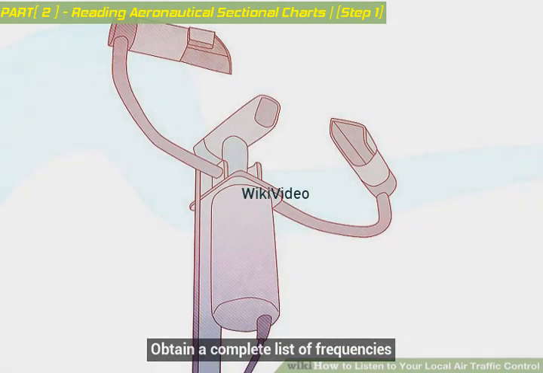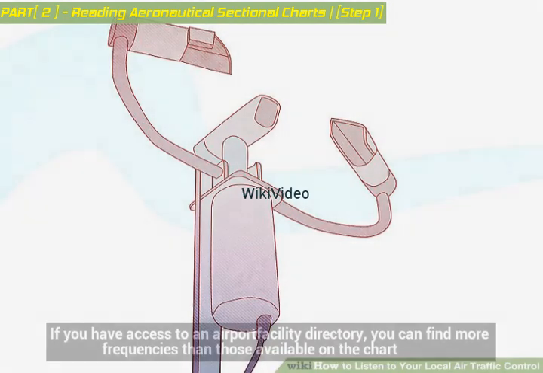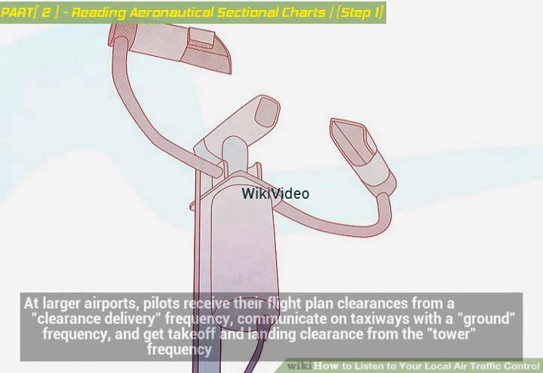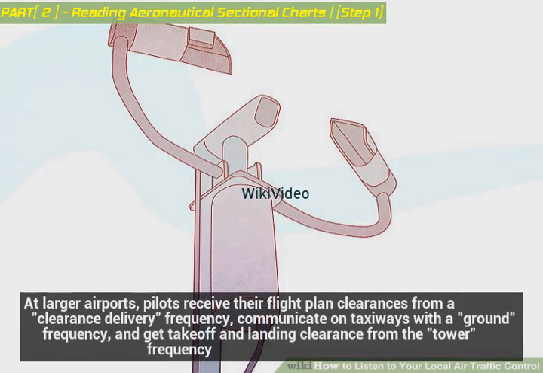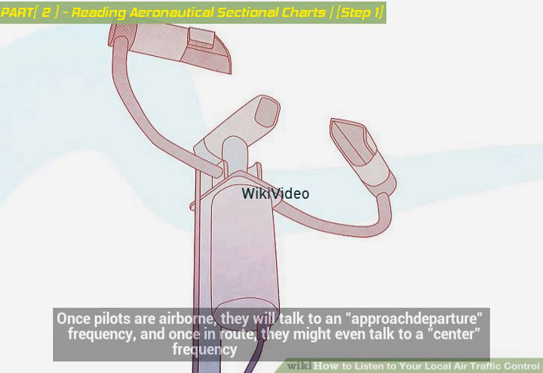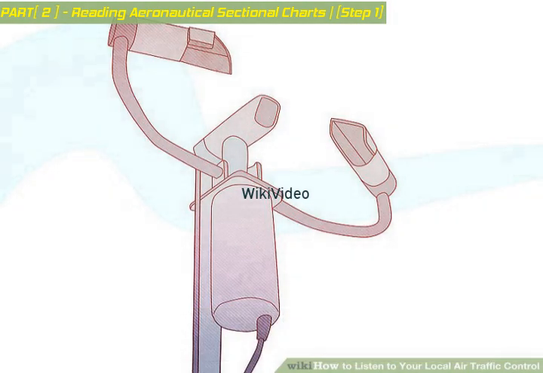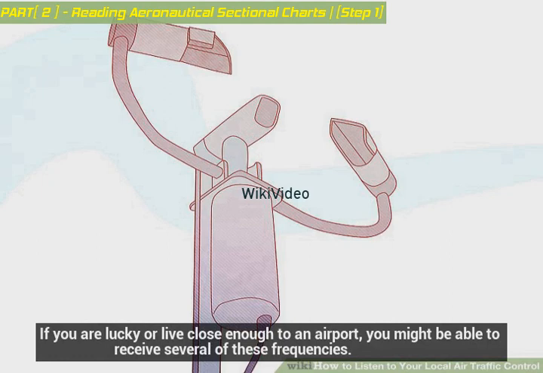Obtain a complete list of frequencies. If you have access to an airport facility directory, you can find more frequencies than those available on the chart. At larger airports, pilots receive their flight plan clearances from a clearance delivery frequency, communicate on taxiways with a ground frequency, and get takeoff and landing clearance from the tower frequency. Once pilots are airborne, they will talk to an approach-departure frequency, and once en route, they might even talk to a center frequency. If you are lucky or live close enough to an airport, you might be able to receive several of these frequencies.